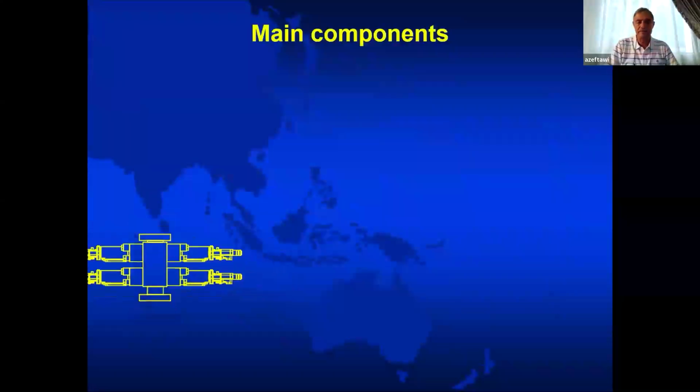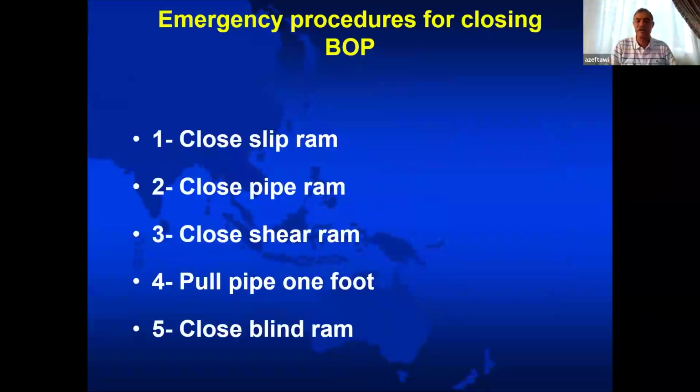So close the slip ram, close the pipe ram, close the shear, pull the pipe 1 foot, and then close the blind ram. These are 5 steps you take.